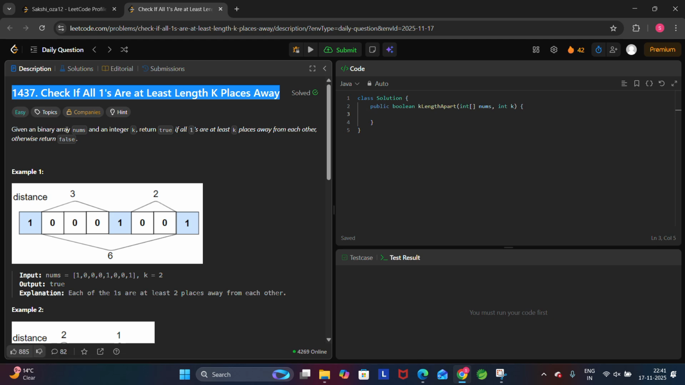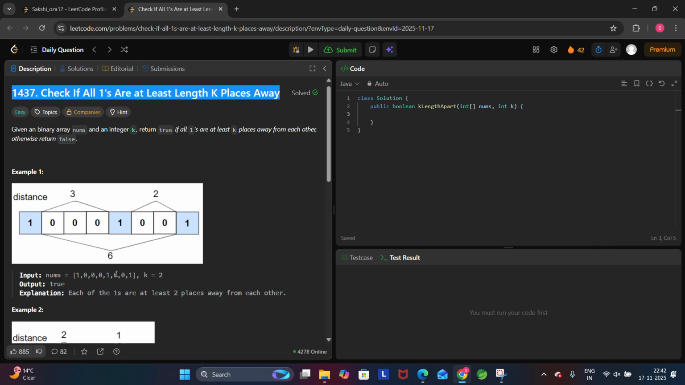So we are given a binary array here and a number k, right? And our task is to check whether every pair of ones in the array is separated by at least k zeros. In other words, the distance between the indices of any two consecutive ones must be greater than or equal to k plus 1, meaning the gap between them should be at least k, right?